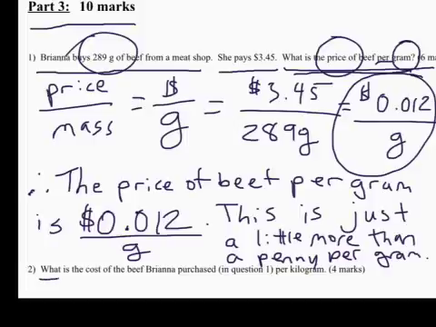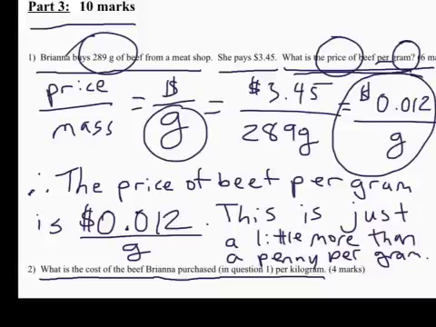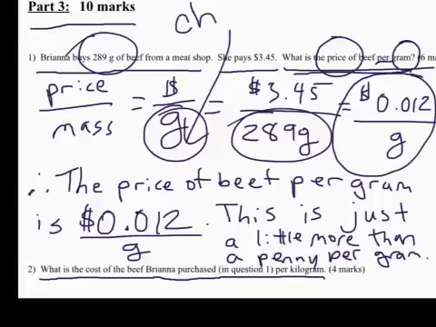It says, what is the cost of the beef Brianna purchased per kilogram? Well, the difference is instead of dealing with grams, we are dealing with kilograms. So you have to change that number in grams to a measure in kilograms. We know that a kilogram is 1,000 times bigger than a gram.